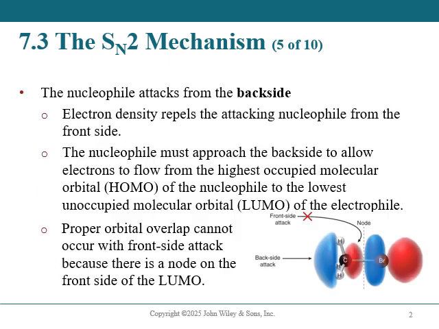Nucleophile attack from the backside. Electron density repels the attacking nucleophile from the front side. The nucleophile must approach the backside to allow electrons to flow from the HOMO to the LUMO. And this is what it looks like from the point of view of the electron orbital. So this is becoming empty, and then this is being occupied by your new substituent, your nucleophile.